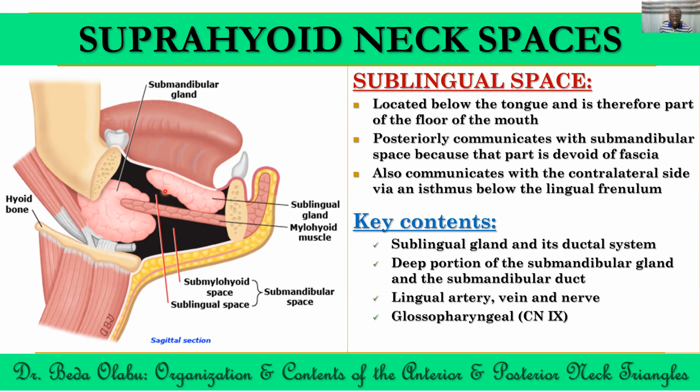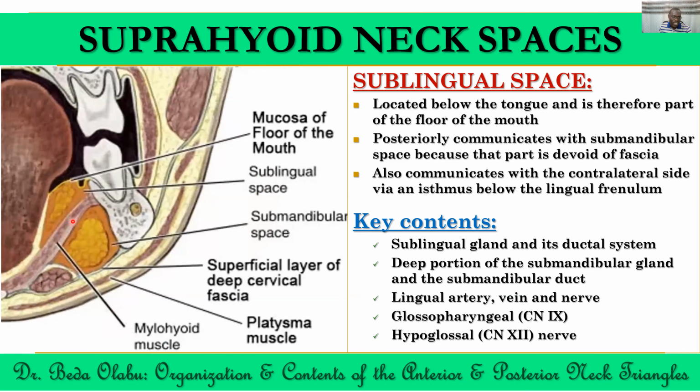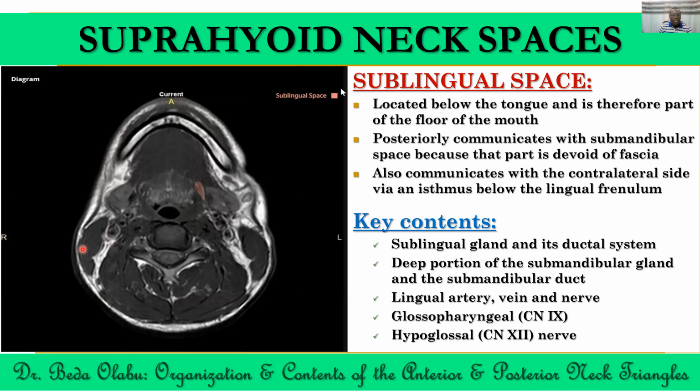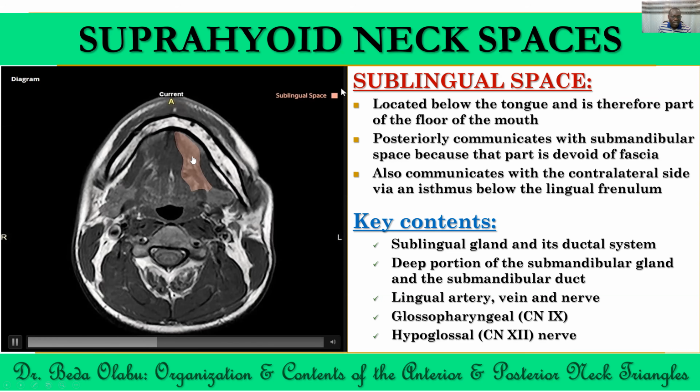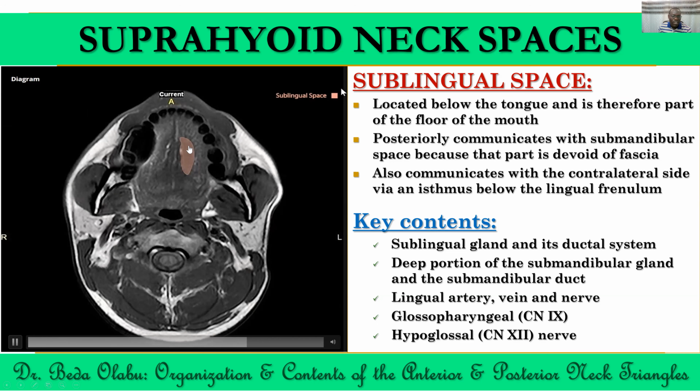Glossopharyngeal nerve enters the space from behind. Hypoglossal nerve enters the space from below after looping through the submandibular space. Those are the key contents of the sublingual space. That is still the space. So distinguish sublingual from submandibular in this particular image. I want to show you again through a scanned MRI image at the floor of the mouth so that you can see the sublingual space. So extending from submandibular, this is the sublingual space now, the region below the tongue.